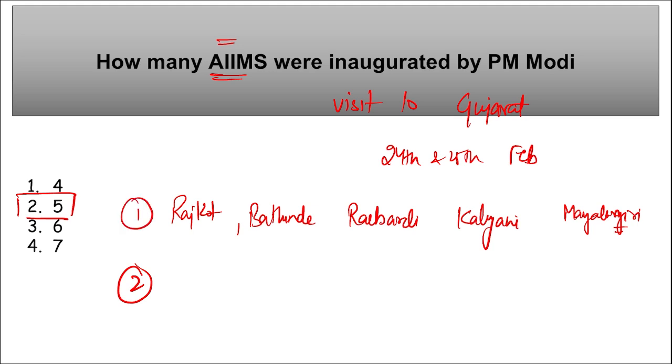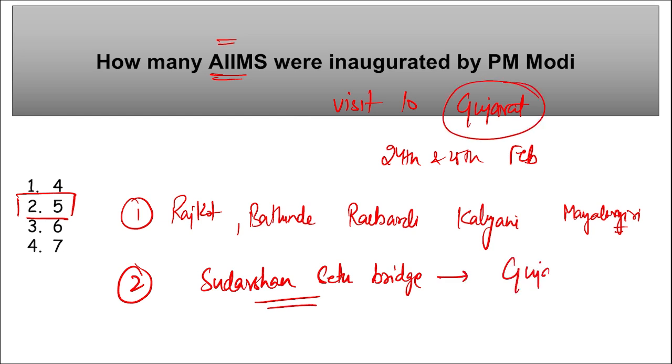Second thing, remember, he also inaugurated Sudarshan Setu Bridge. Now the question that can be asked is where is this Sudarshan Setu Bridge? Where did he visit? Gujarat. So this Sudarshan Setu Bridge is also located in Gujarat, and indirectly this question can be asked: what is the name of the bridge recently inaugurated by PM Modi in Gujarat? So Sudarshan Setu. Apart from this, the new Mundra Panipat pipeline project worth 9,000 crore rupees was also inaugurated.